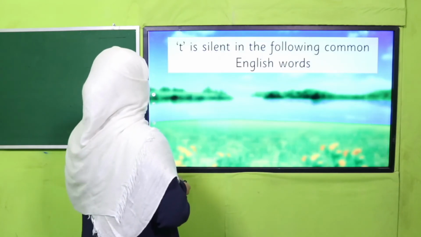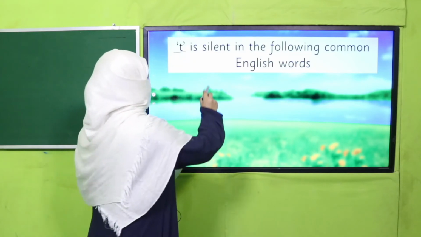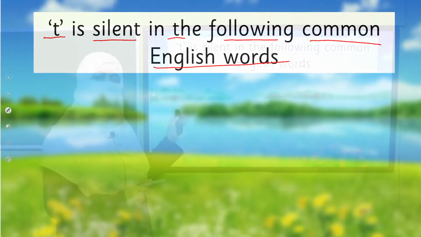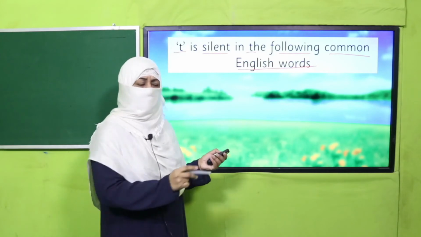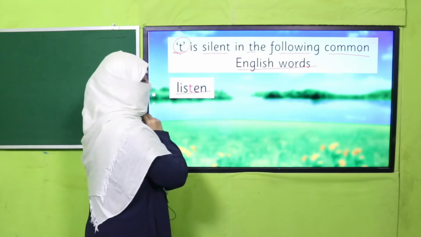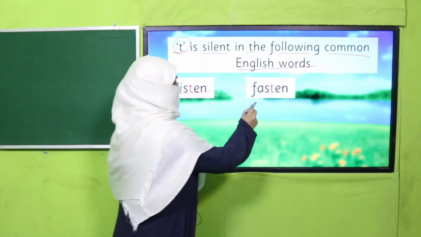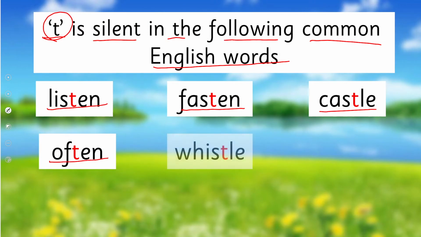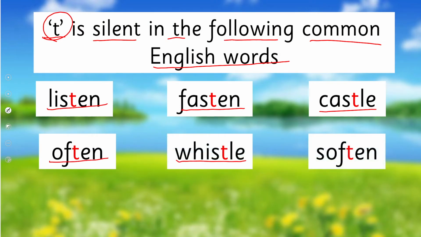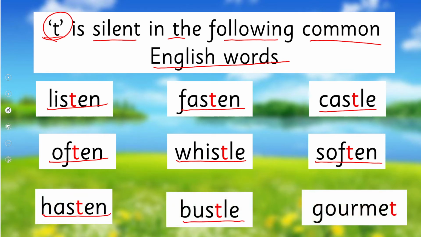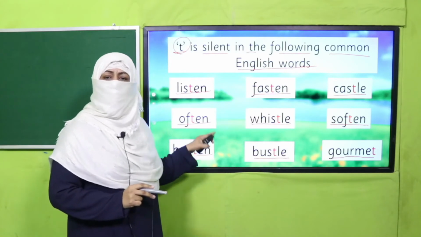All right, so the next letter is letter T. So letter T is silent in the following common English words. There are many rules, so we have to just learn these words, how we say it, because in all these words, letter T will be silent, like listen. This is a common word. You all know it. Fasten, castle or castle, often, whistle, soften, hasten, bustle, and gourmet.